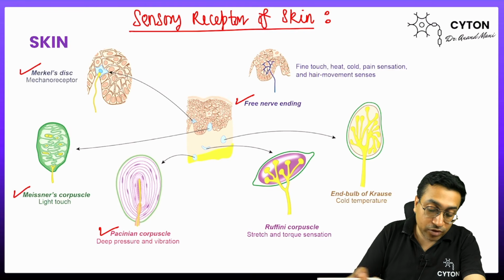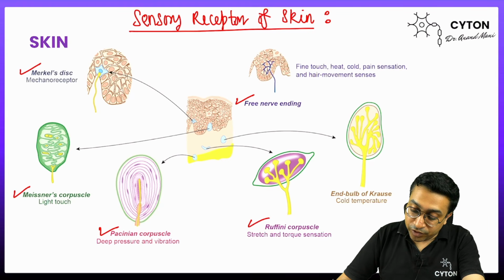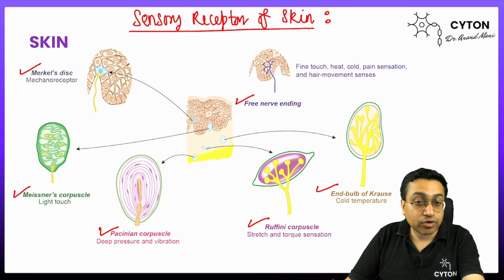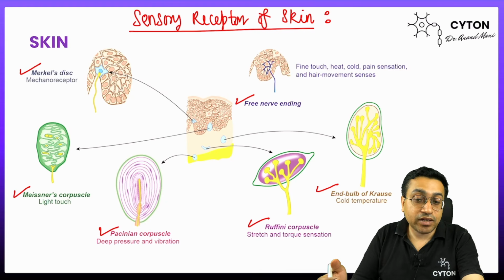Merkel disc we have already discussed, mechanoreceptors. Ruffini's for stretch and torque sensations. Then end bulb of Krause for cold temperature. So you will read all these things in much more detail in the physiology.